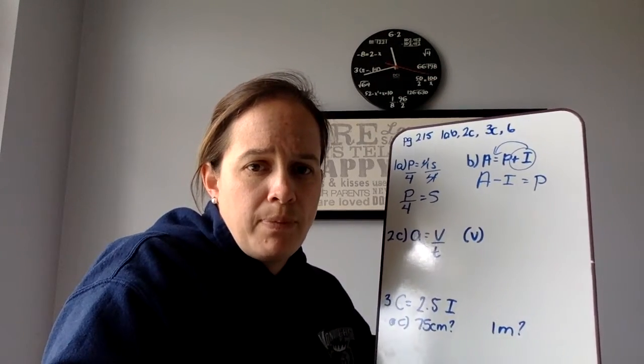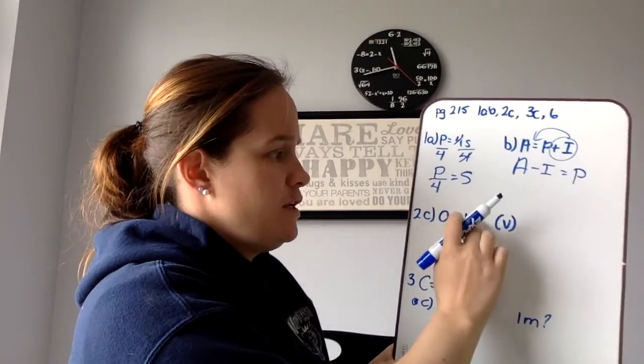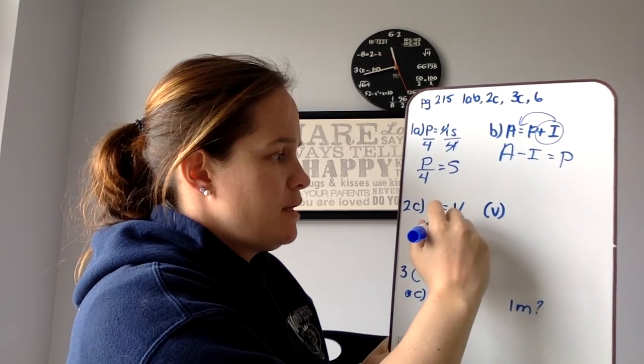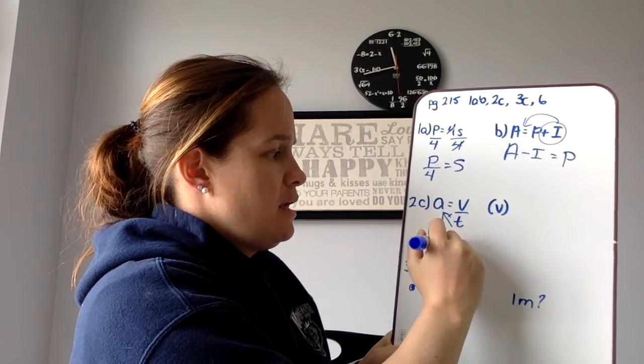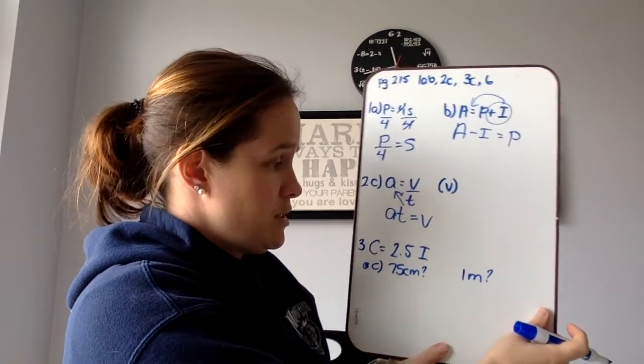For 2C, D equals V over T. We're solving for V. This T is being divided by V, so we multiply it up to the other side to get D times T is equal to V. So you're doing opposite operations.